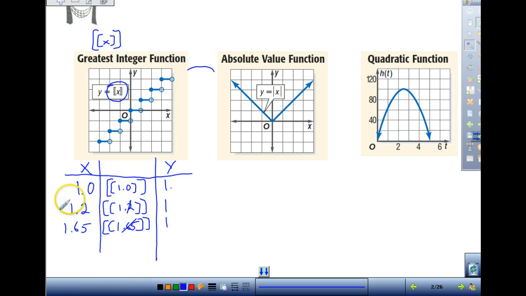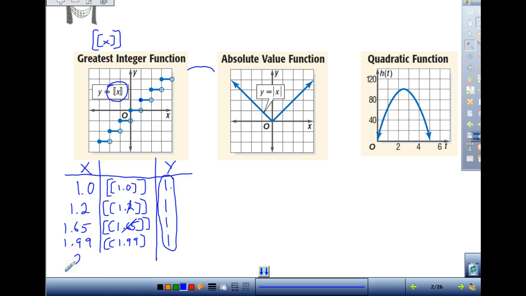So if you put in a 1 point something, the answer is going to be 1. If you put in a 2 point something, the answer is going to be 2. And that's where the step comes from. So you go 1.99, okay? The step value of 1.99 is 1. So from 1 all the way to 1.99, the answer is just 1. And that's why it appears flat, because it's not going up, not going down. All these y values are just constant. So it's just a straight horizontal line.